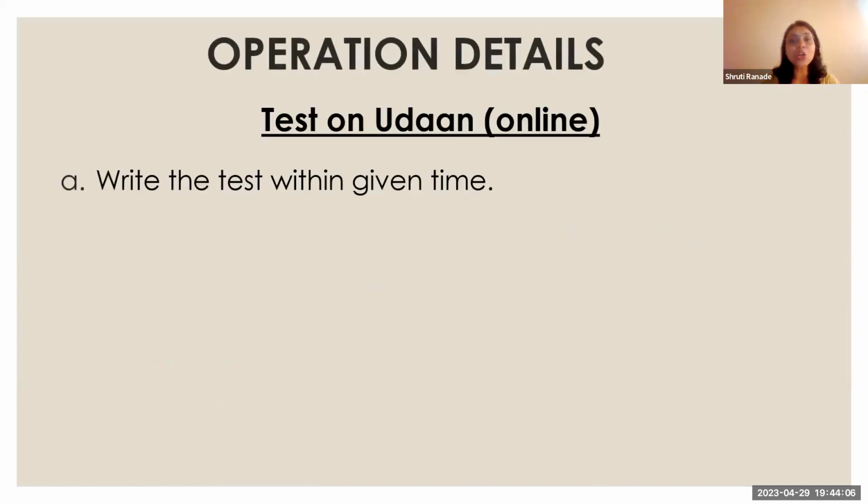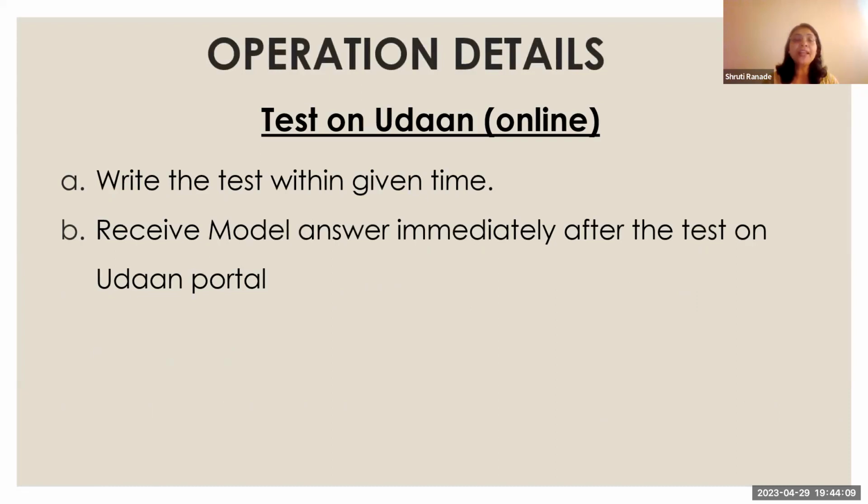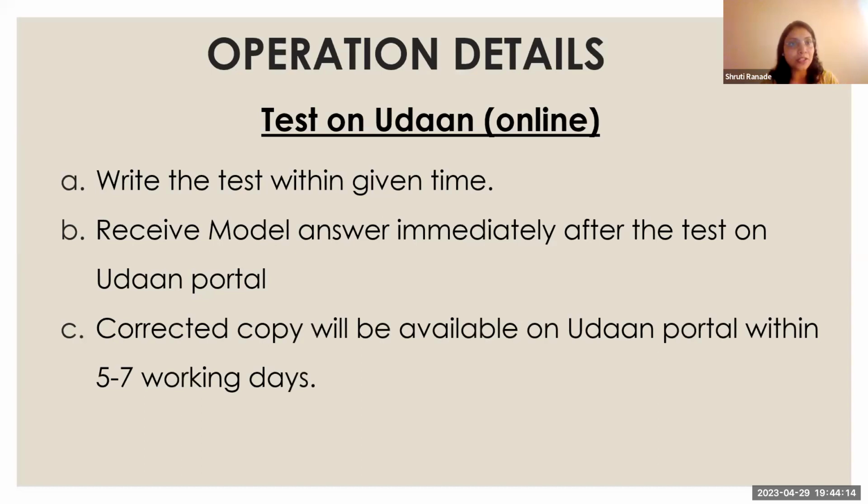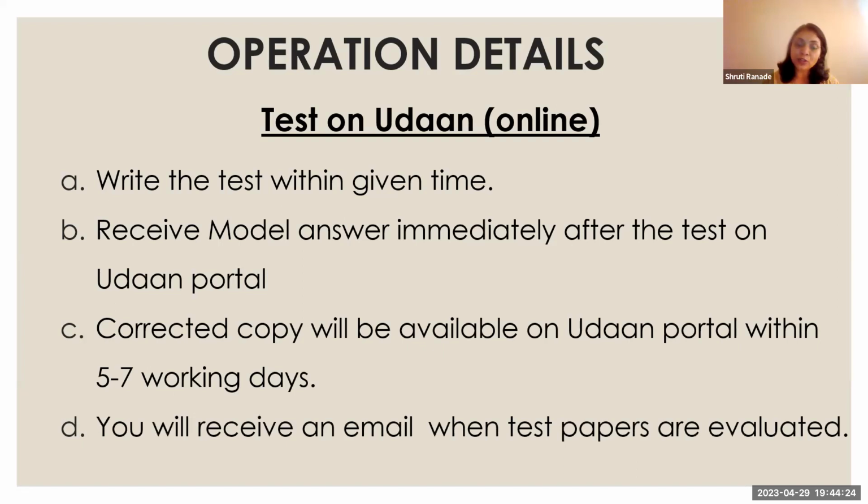If the student has taken the online test, again, he or she will have to write the test in the given time. As soon as the exam gets over, on the online platform itself, he or she will receive the model answer. The corrected copy will be available within 5 to 7 working days. You'll receive an email once your copy is ready. You can get the corrected copy on the online platform. So if you have taken the test offline, your copies will be available offline. But if you have taken the test online, your corrected copies will be available online.